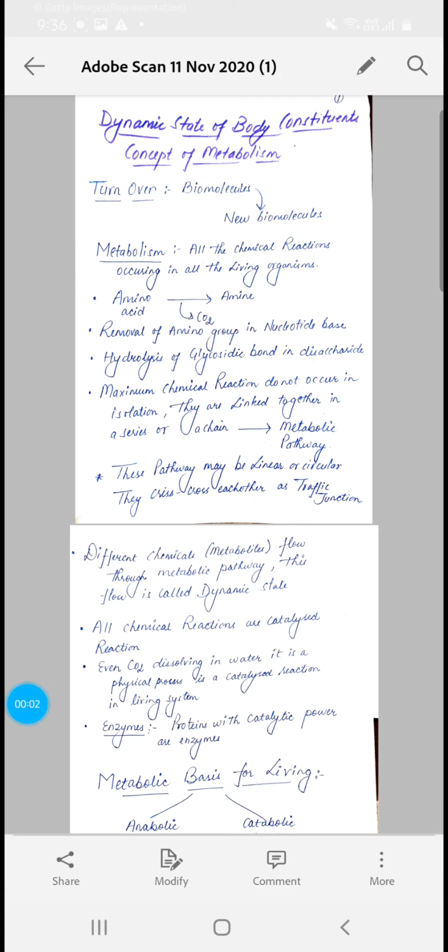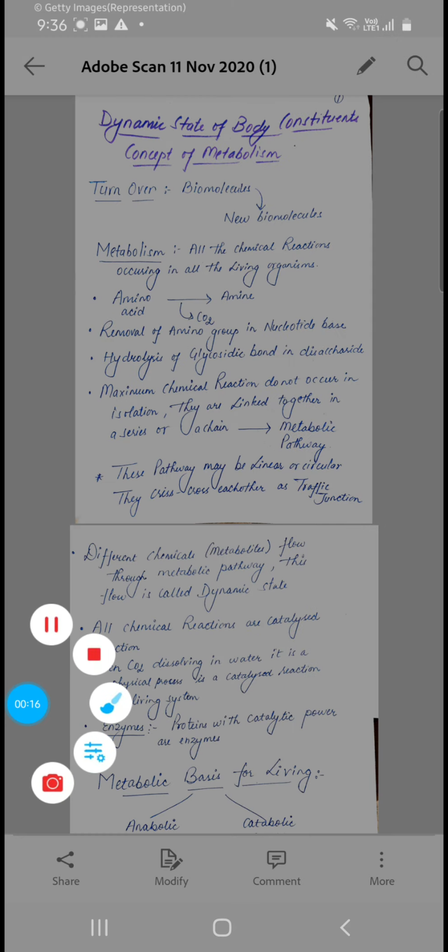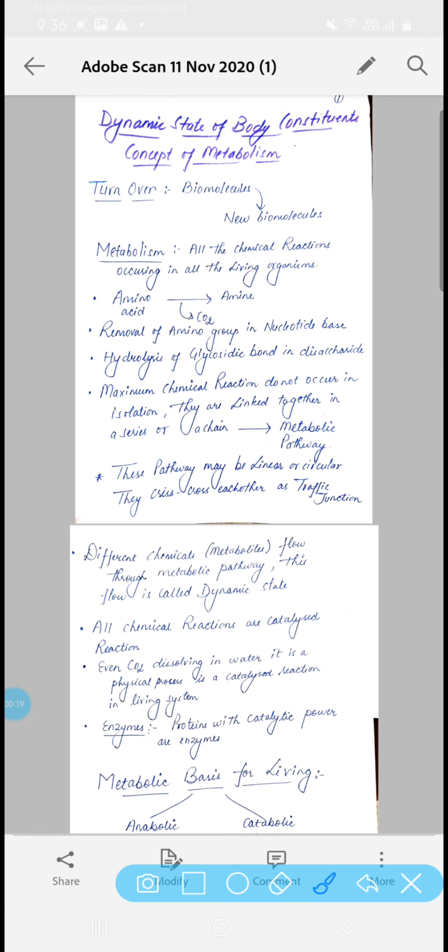Good morning, students. So, our next topic is dynamic state of body constituents, the concept of metabolism. As we all know, all the living organisms that are present on this earth, whether they are the smallest living organisms like bacteria or complex ones like animals or mammals, contain many organic compounds which we call biomolecules. And these biomolecules are present in various concentrations.